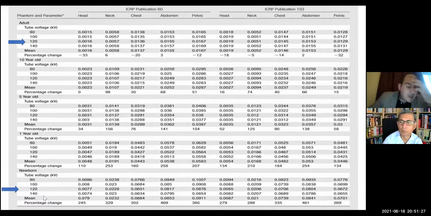So you have to select the proper kV and the proper age to select the conversion coefficient. We can use it according to ICRP publication 60 or 103.